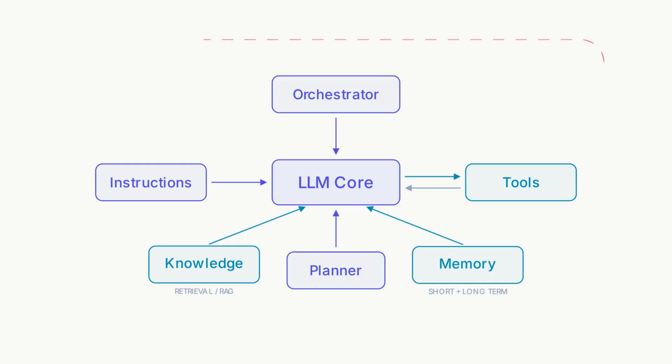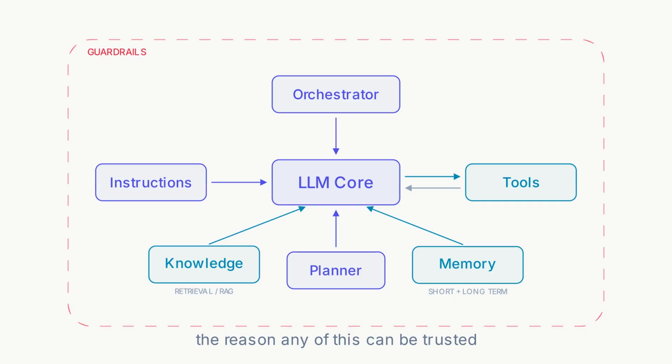So we draw a boundary around the entire system. Nothing gets in or out without passing through it. This dashed line may be the least glamorous part of the diagram. It's also the reason any of this can be trusted in the real world.